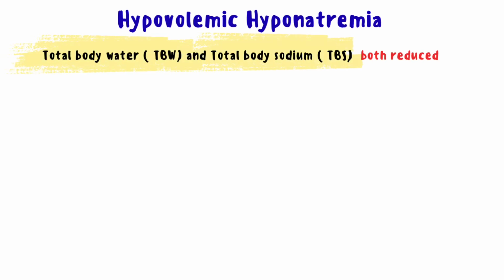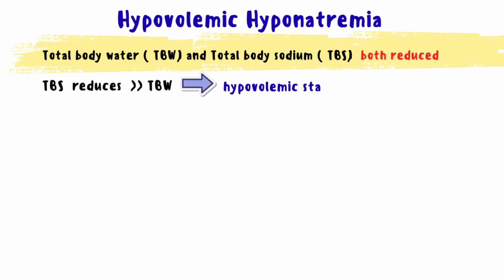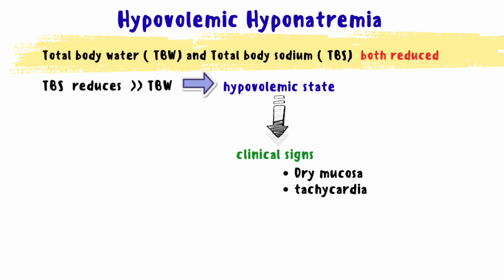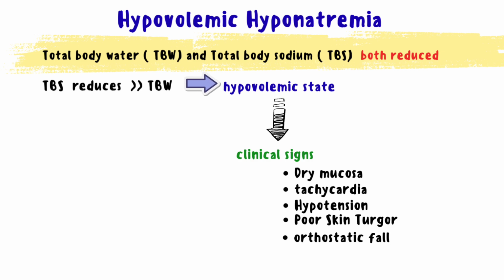In case of hypovolemic hyponatremia, the total body water and the total body sodium would both be reduced, but the total body sodium decreases more in proportion to total body water. As the patient will be in a hypovolemic state, there will be certain clinical signs, like dry mucosa, tachycardia, hypotension, poor skin turgor, and orthostatic fall.